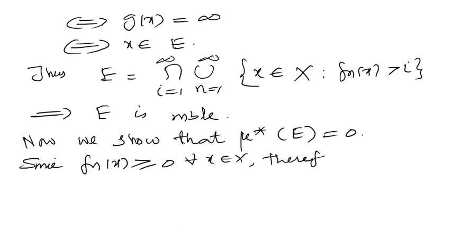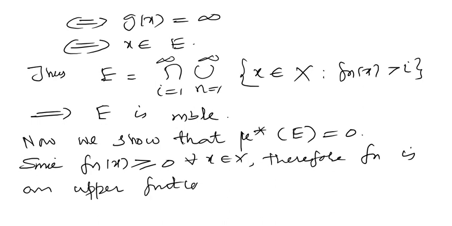and it's also integrable, therefore fn is an upper function for all n greater or equal to 1, because every non-negative integrable function is an upper function. So therefore for each i, since fi is an upper function, we can find a sequence of step functions.